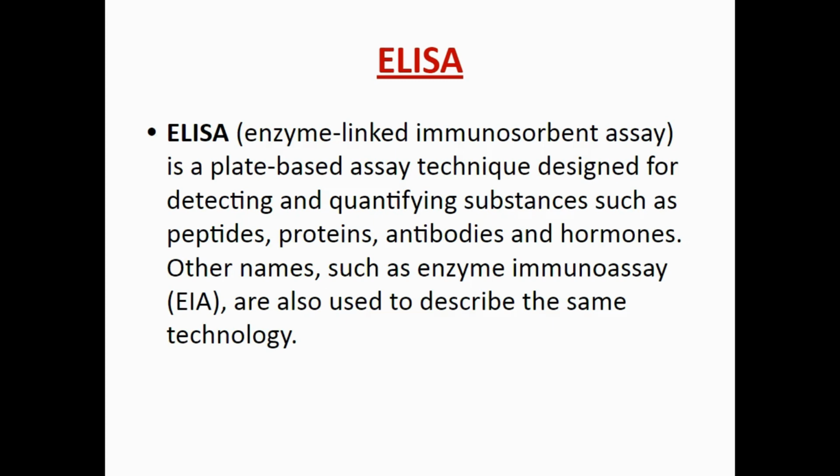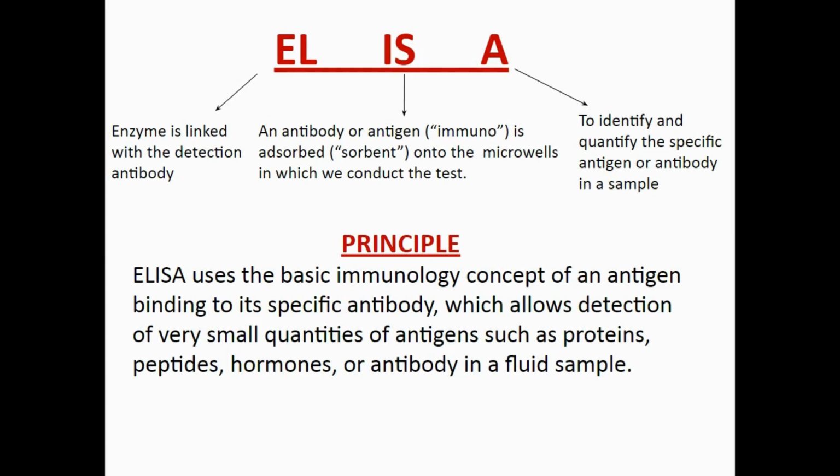So now let's break down the term ELISA and understand its meaning. The EL of ELISA denotes the enzyme linked with the detection antibody. IS denotes an antibody or antigen adsorbed onto the microwells in which we conduct the tests. And A denotes the quantity of a specific antigen or antibody in the sample.